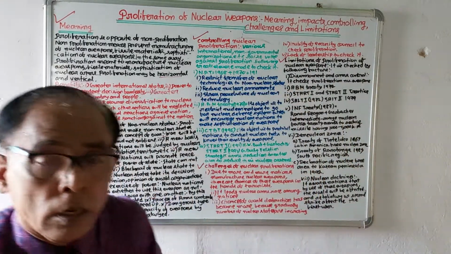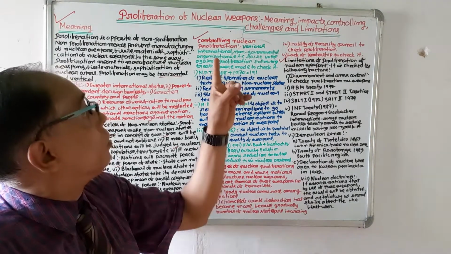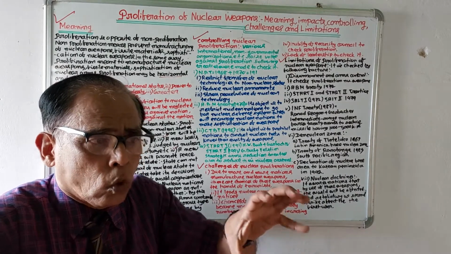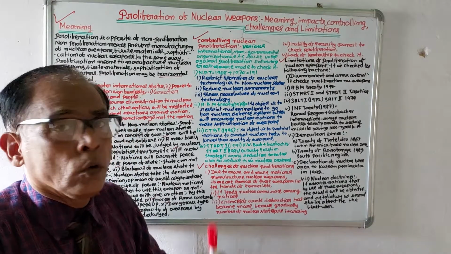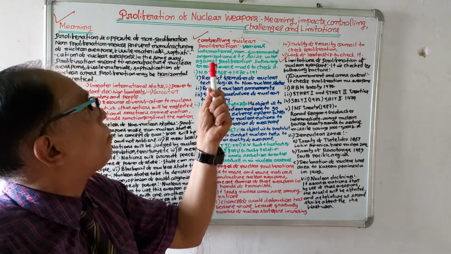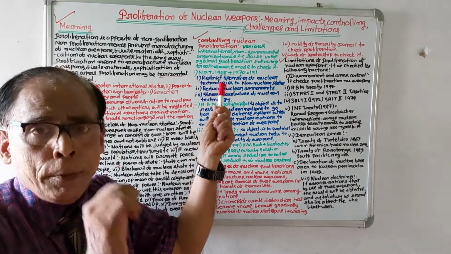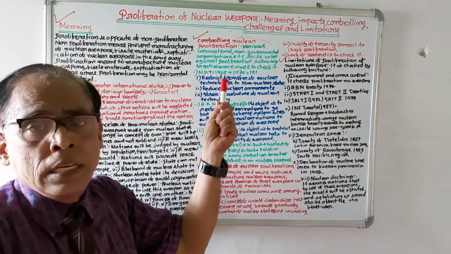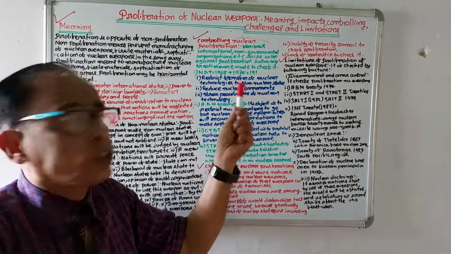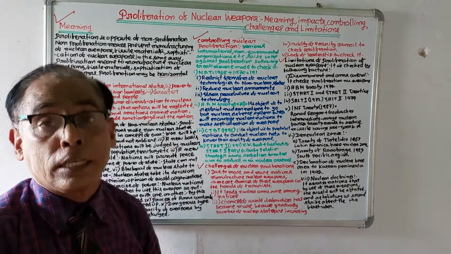Now we'll discuss controlling nuclear proliferation. What steps have been taken to control proliferation of nuclear weapons? Number one, the NPT. The NPT treaty was prepared in 1968. It came into force in 1970 and was strengthened in 1995.